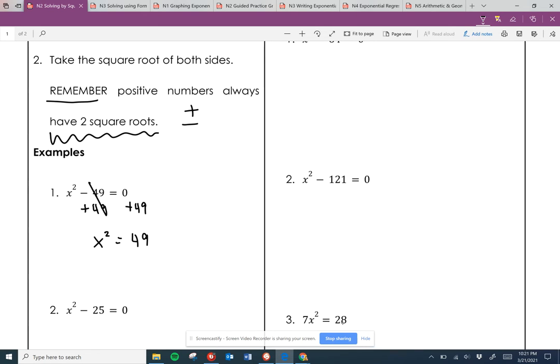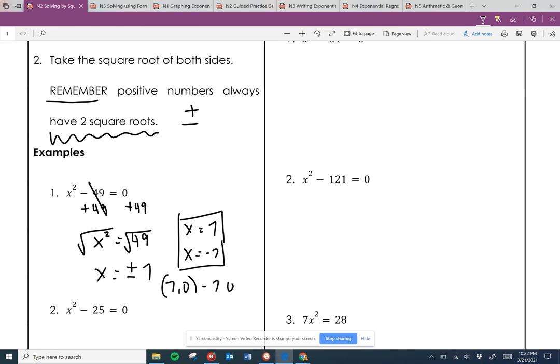Then we will take the square root of both sides. The square root of x squared is x, and the square root of 49 is plus or minus 7. So sometimes you'll see it written as x equals 7 and x equals negative 7. Sometimes you might see that plus or minus sign, so it's important that you recognize both of those for your final answer. Also, you could see ordered pairs that say 7, 0 and negative 7, 0.